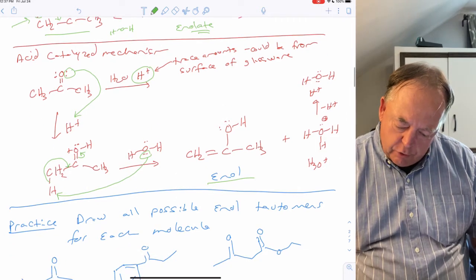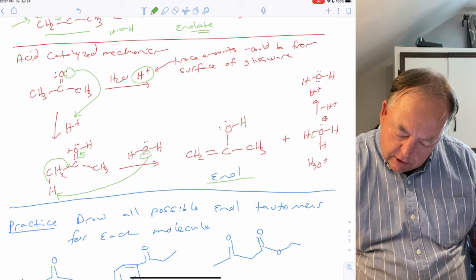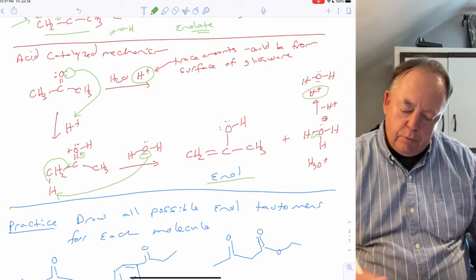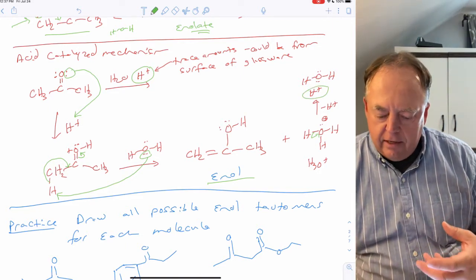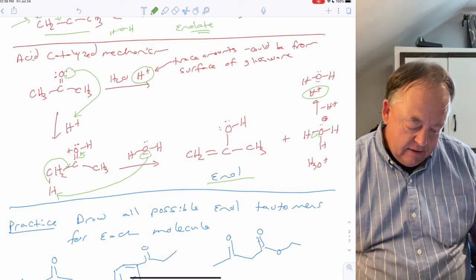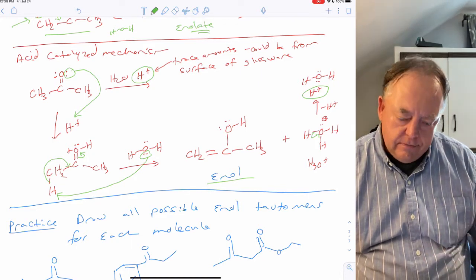So that would give you H3O plus, and then H3O plus can lose a hydrogen. So you get water and you get H plus back. So you used H plus at the start, you got H plus back by the end. So that makes H plus just a catalyst. It's not consumed in the reaction, but it helps the reaction progress.